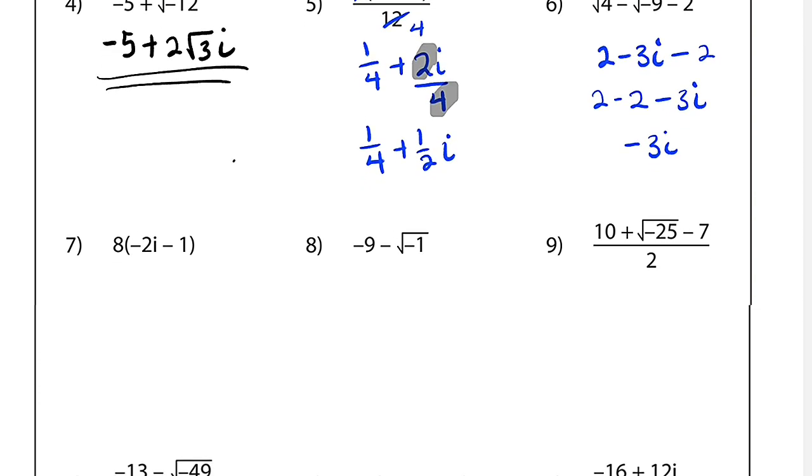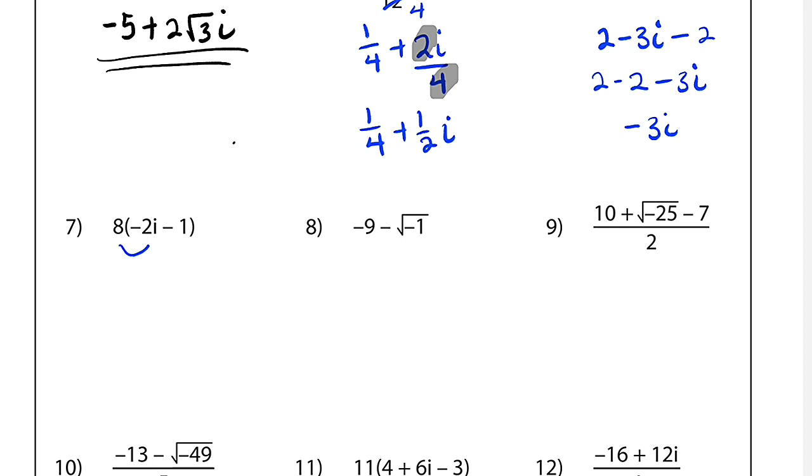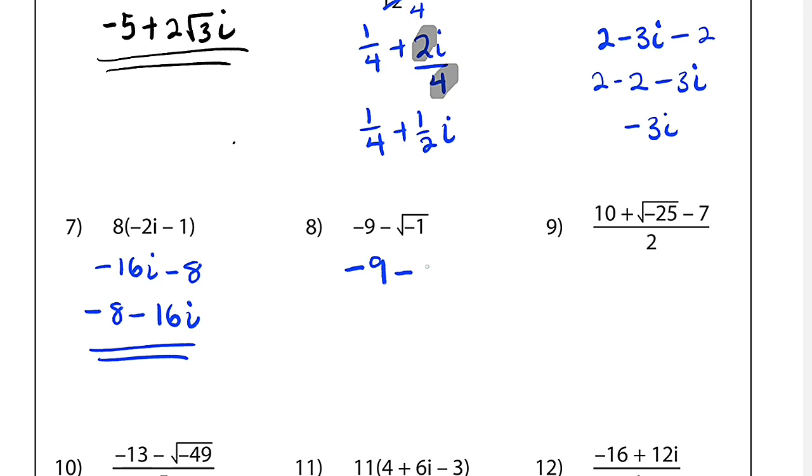Number 7. 8 multiplied by negative 2i will give us negative 16i, minus 8 multiplied by negative 1 is negative 8. But make sure you write the real part first. So this is the same thing as negative 8, negative 16i. It is now in standard form. Number 8, we have negative 9 minus the square root of negative 1. So we have negative 9 here minus square root of negative 1 is i. It is now in standard form.